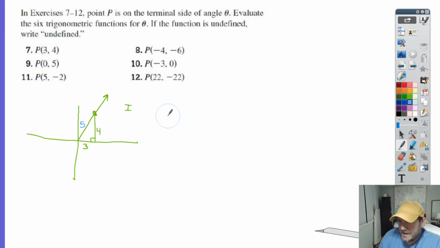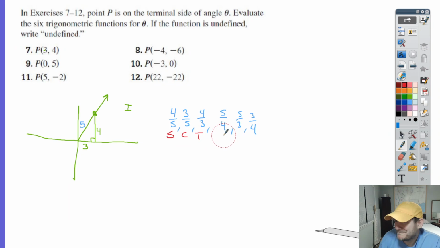So sure, sine is what? Y over r? So 4/5. Cosine will be 3/5. Tangent will be 4/3. Then the rest are the reciprocals. So 5/4, 5/3, 3/4. Sorry if I'm going fast, but I just don't feel like doing this. Here's your sine, cosine, tangent. Cosecant. Secant, cotangent. There you go. That's 7.